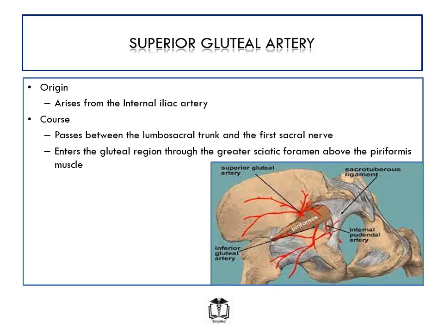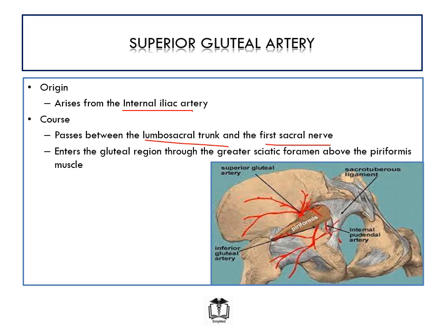Let's start with the superior gluteal artery. This is an artery that originates from the internal iliac artery. It is located within the gluteal region and supplies structures in the gluteal region. For it to gain access into the gluteal region, it would first need to pass between the lumbosacral trunk and the first sacral nerve. After passing through, it will enter into the gluteal region by passing above the piriformis muscle through the greater sciatic notch.